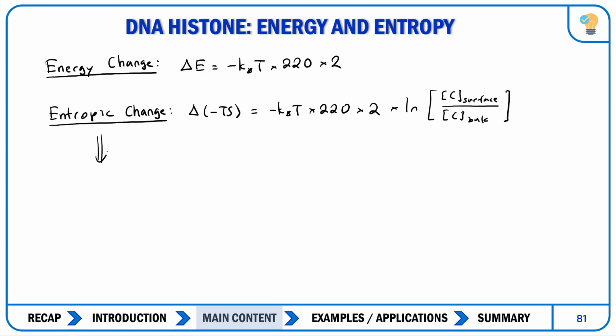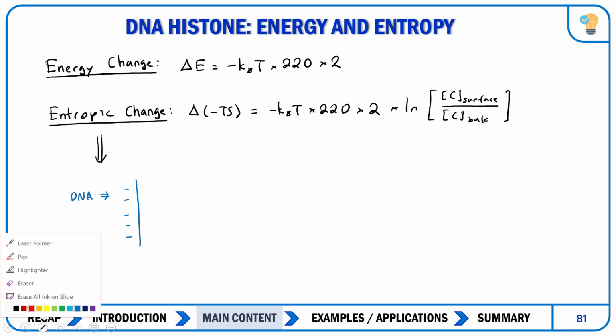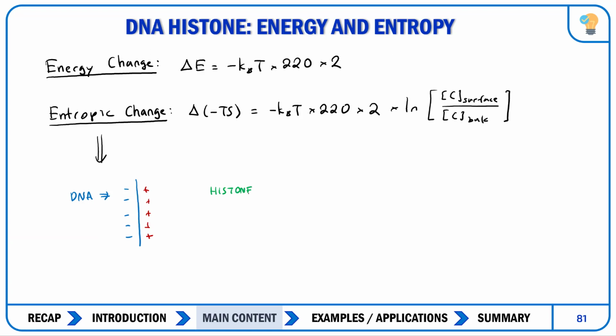Okay, so let's try and visualize this a little bit. We have DNA being given as this. So we have all these negative charges here, and then we have a bunch of positive charges on the right. The histone is represented by another layer with a bunch of positive charges.